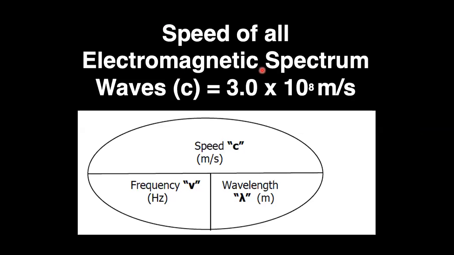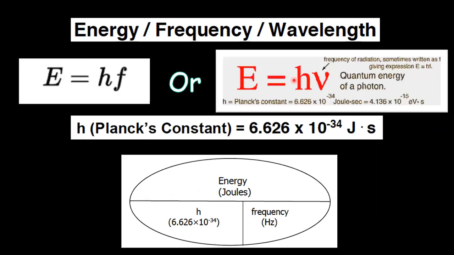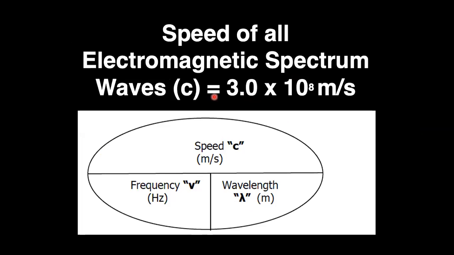Okay? So you have learned that the speed of all electromagnetic spectrum waves is equivalent to 3.0 times 10 to the 8 meters per second. And to get the speed of light, we've discussed that it's equal to frequency times the wavelength. Using that equation, we can manipulate some of the key components in order to arrive at the desired unknown in the problem.